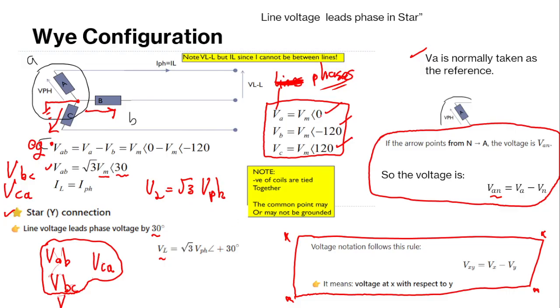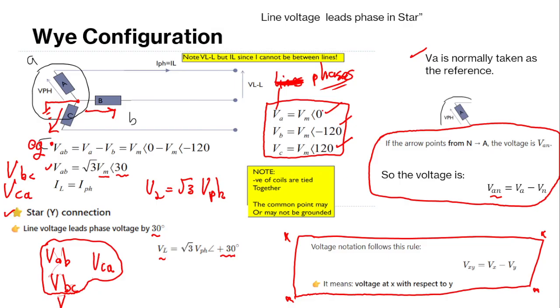So you have three different angles. You have 0 for VA, VB is minus 120, and VC is 120. So for these three phases, the line voltages for each of them, you have to add 30 degrees to each of them to get that value. Right? So you have VA, VB, VC: 0, minus 120, 120. If you want to get the magnitude of the line voltage, you multiply the phase voltage by root 3 in the magnitude. And then the angle, we're basically just adding 30 degrees to each of them.